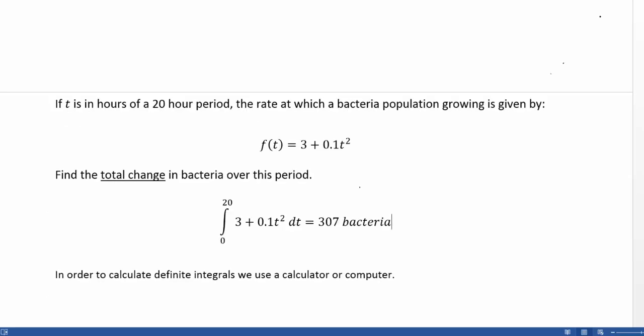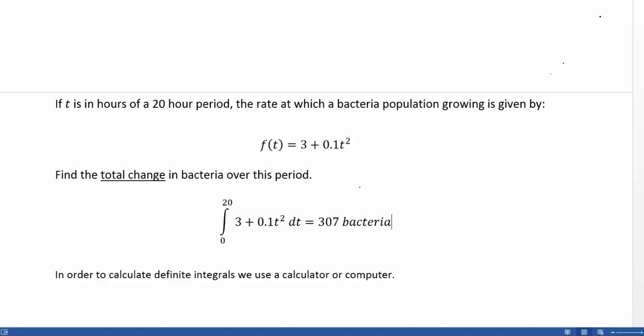Earlier in this chapter, we looked at the problem that said if t is in hours of a 20-hour period, the rate at which a bacteria population is growing is given by f of t equals 3 plus 0.1 t squared. We then approximated the change in bacteria under the curve using delta t equals 4. We set up a table and plugged our numbers into our rate, and we were able to use left and right hand estimates. When we did, our best estimate was 312 bacteria.